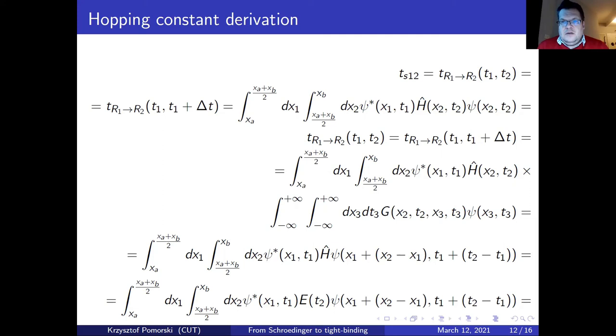So what I'm asking is, what is this? This is a kind of correlation function which I'm computing here. This is T_S12, the transition from region 1 to 2, T1, T2. And then you can say there is a shift in time, indeed. That's a way of writing, a bit analogical to the way of writing from before. There is a wave function at T2, X2. This is by default on the right quantum dot, and there is a wave function on the first quantum dot, x1, t1. There is a Hamiltonian here.